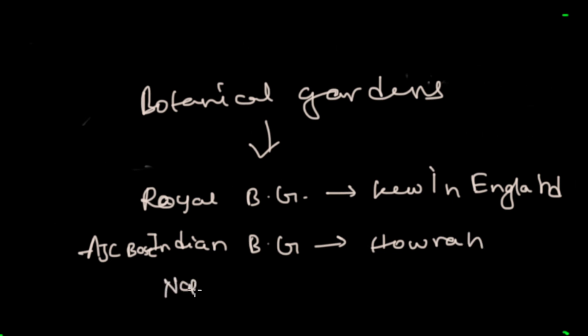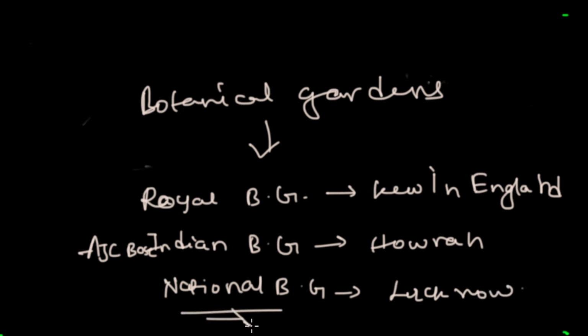Next, National Botanical Garden, located at Lucknow. Now this has changed its name. The previous name which is mentioned in our NCERT is National Botanical Research, some name is there, and it has been changed to the National Botanical Garden. And this is your Acharya Jagadish Chandra Bose Indian Botanical Garden, which is located at Howrah.